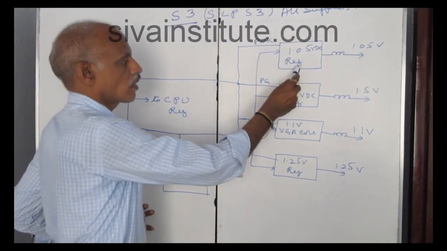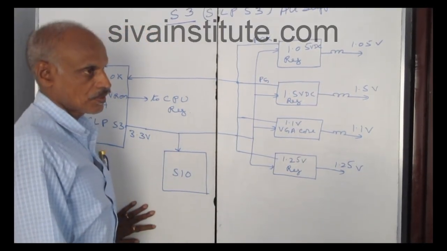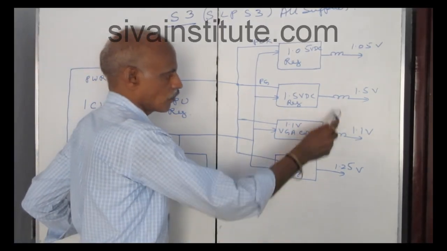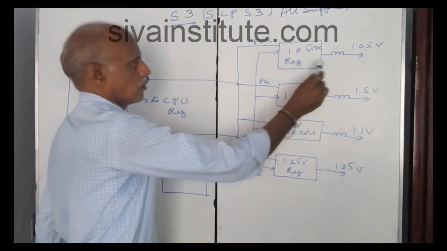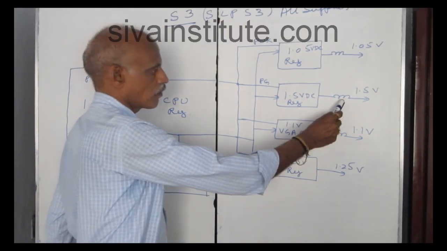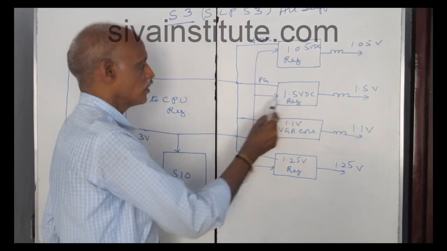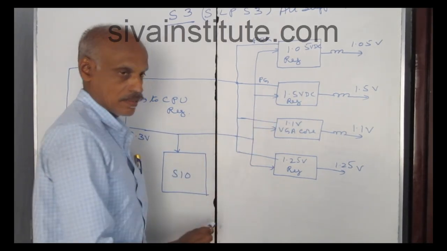When this voltage comes here, voltage comes out through this coil. So you should check whether the coil's voltage is okay or not. You should check whether 1.05 volts is there or not, 1.5 volts is there or not. If there is no voltage at this point, you should check this, the input of the regulator.